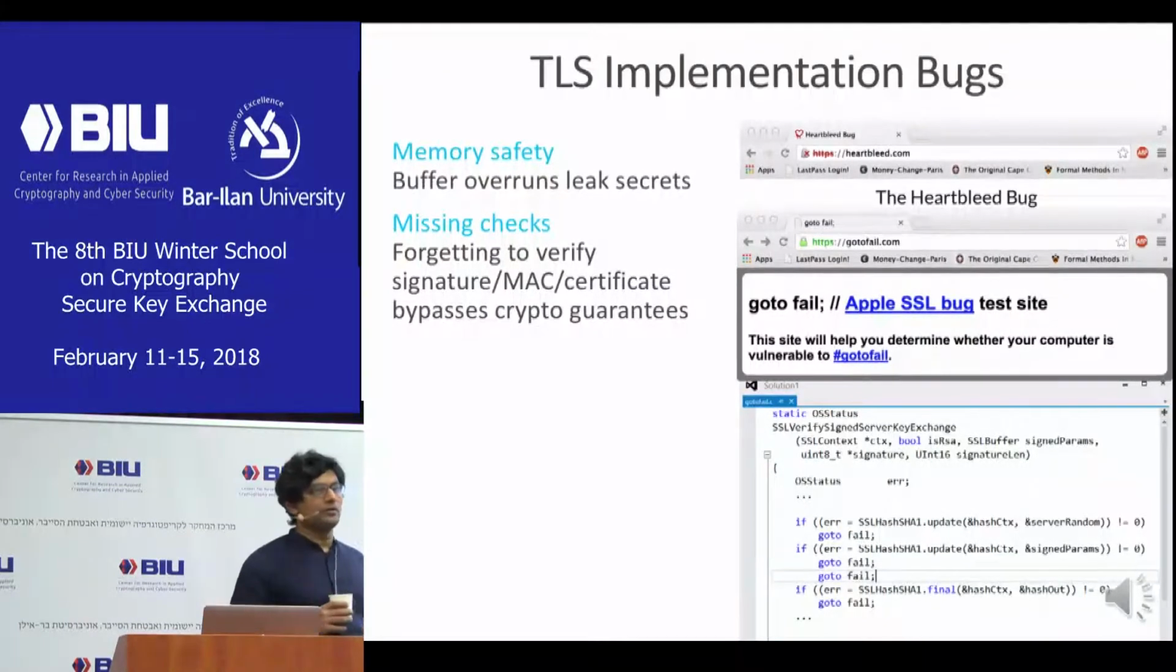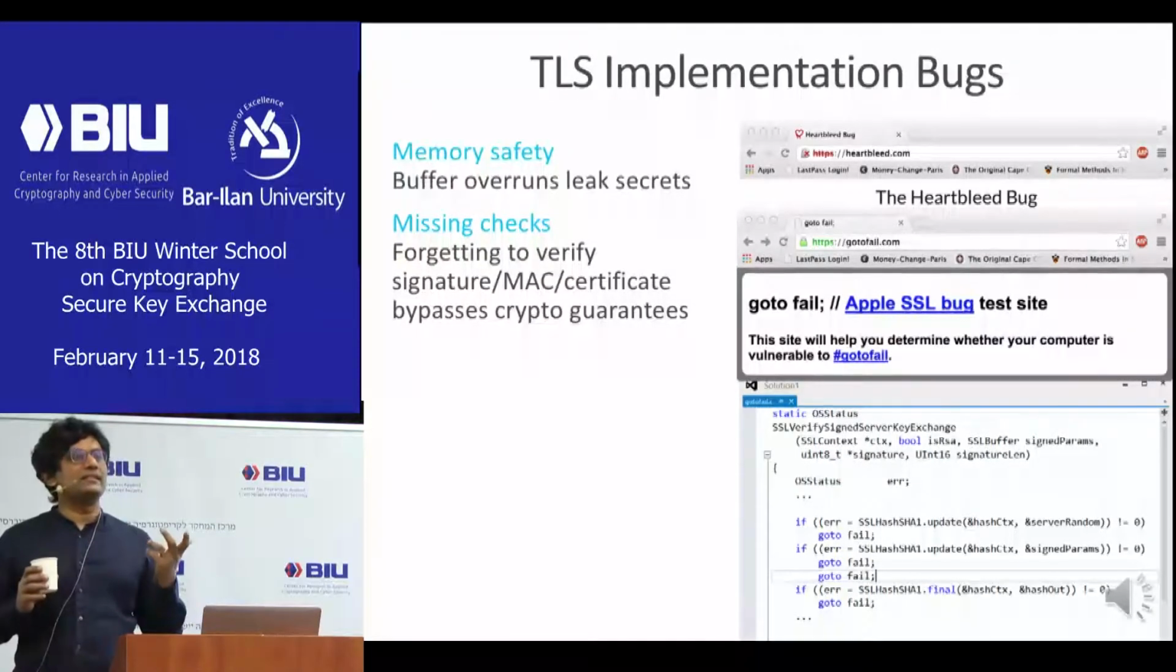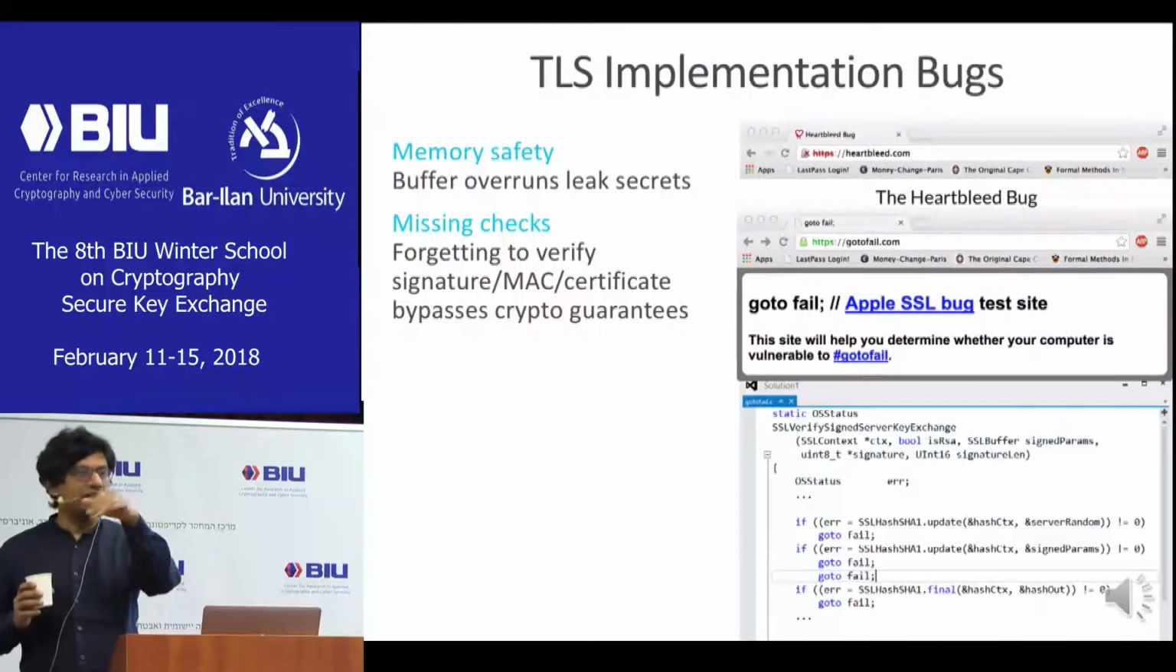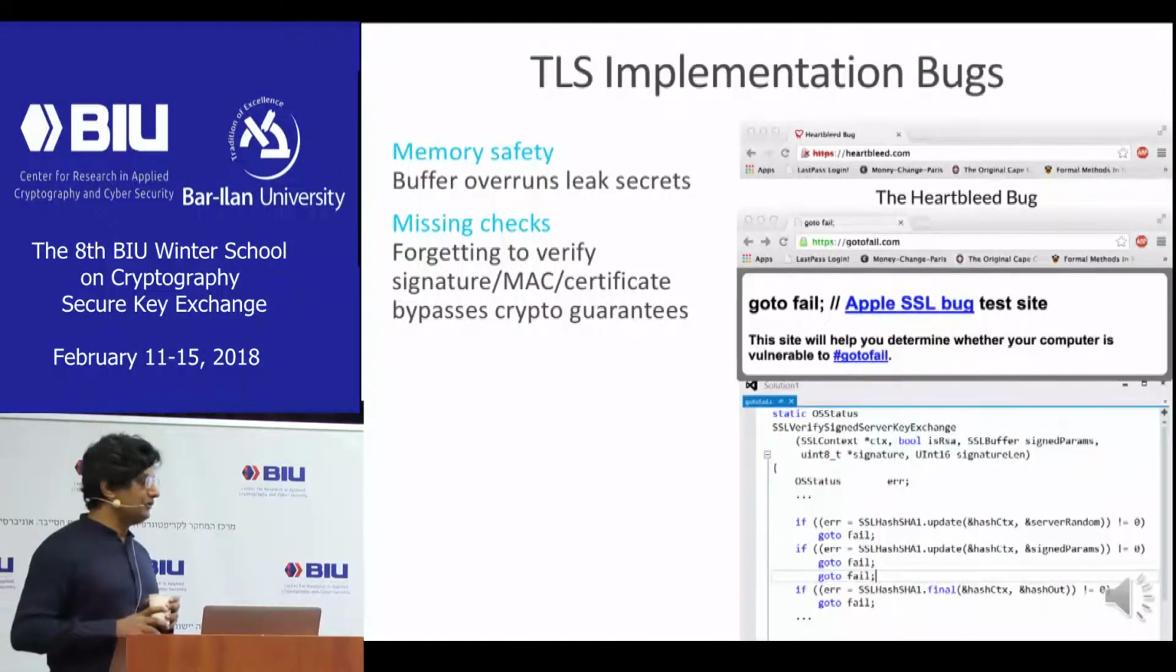Somewhere deep inside your protocol code, where you're supposed to do a signature check, you may have an implementation bug that forgets the signature check in some corner case of the way the program runs. And this is the famous Apple goto fail bug, which you can look up.